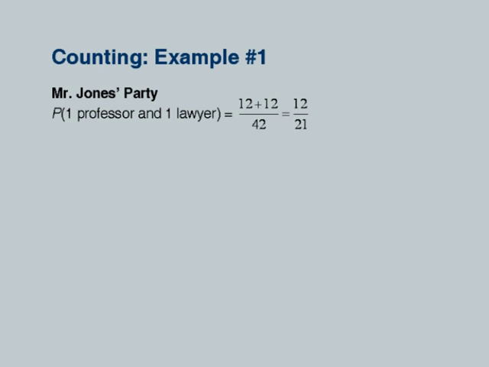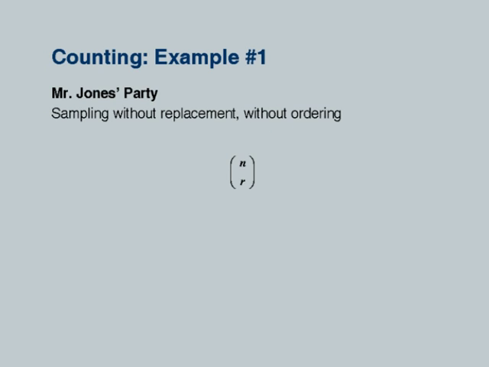Okay. So, this is very simple counting techniques, and this was counting without replacement and without ordering, for which the generic formula is n choose r. Can you guys see the formula over here at the bottom?